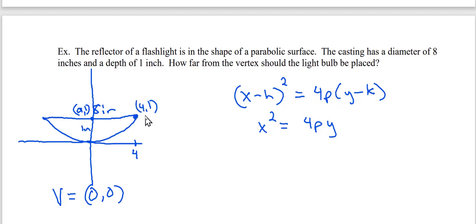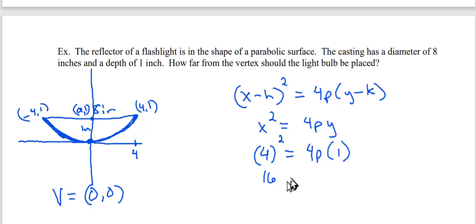The reason I care about that is because only these points down here are actually on this parabola, right? The points across the top here are not on the parabola. So I know that 4, 1, negative 4, 1, and 0, 0 are on the parabola. Those are the only points that I know of on the parabola. I am going to use that fact that when x is 4, y is equal to 1 to find p.